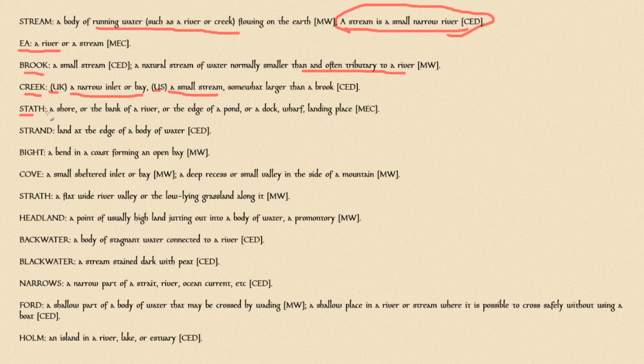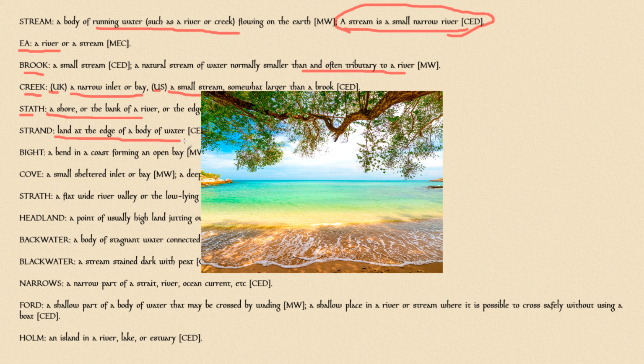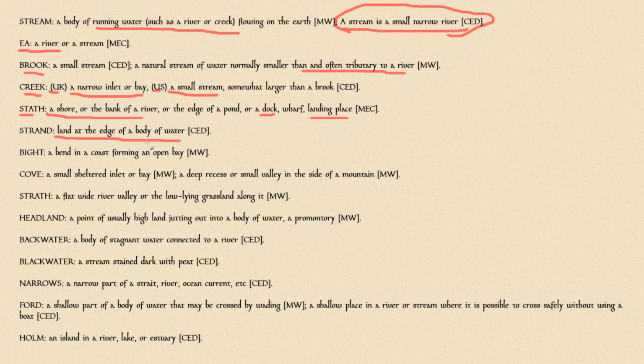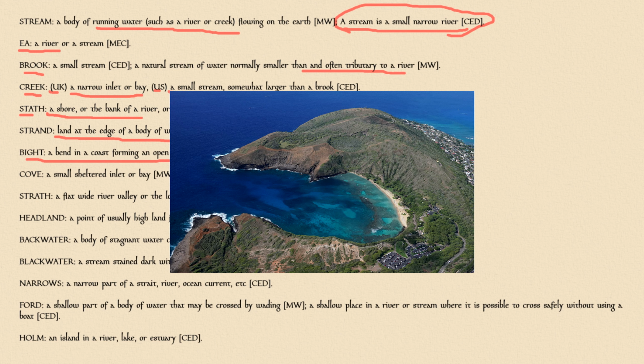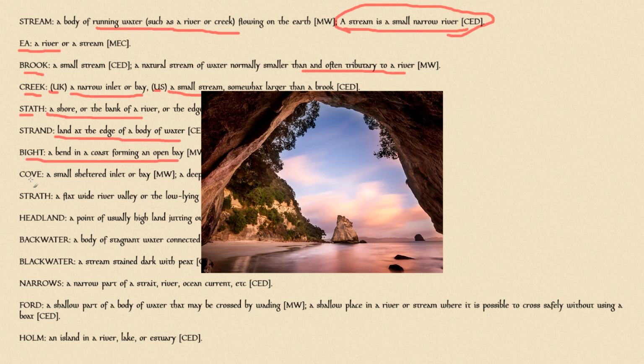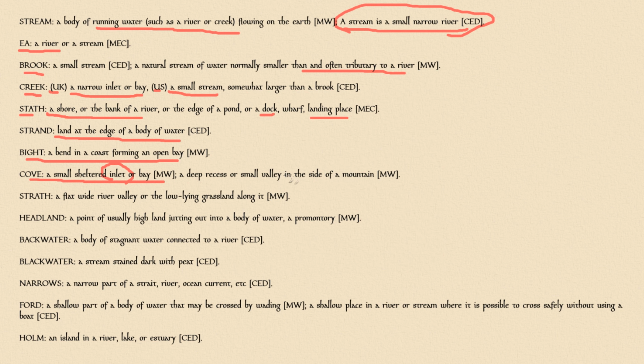A stath is basically a shore or some kind of landing place like a dock. A strand is basically any land at the edge of a body of water. So I think this includes even small bodies of water like ponds. A bight is kind of like a bay. A cove is kind of like a little sheltered area, maybe an inlet sheltered area or some kind of mountainous sheltered area. Strath is a flat, wide river valley.